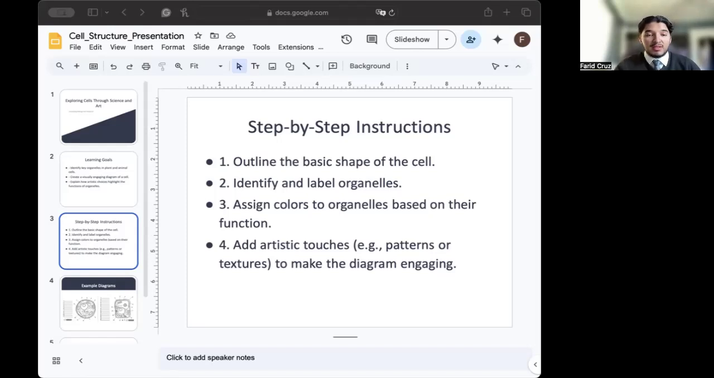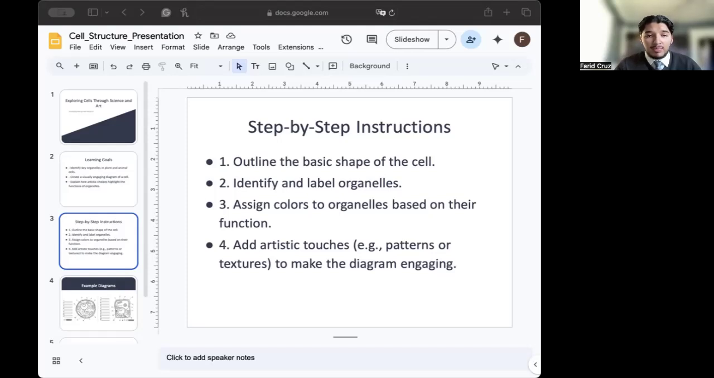Third, we will assign colors to organelles using a color coding guide that matches their function. I will hand out the color coding guide so that everyone's can be consistent. For example, the nucleus will be blue to signify its control role in a cell. And finally, we're going to be adding creative touches like shading or patterns to make our diagrams visually engaging while emphasizing the unique role of each organelle. Let's get started with step one.